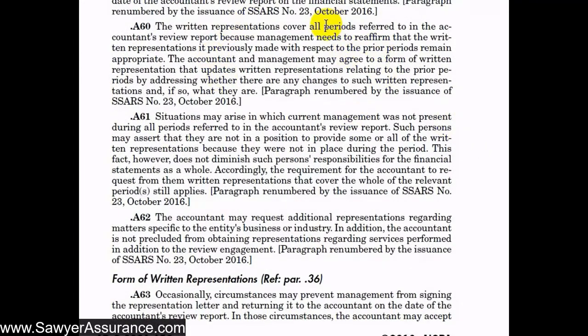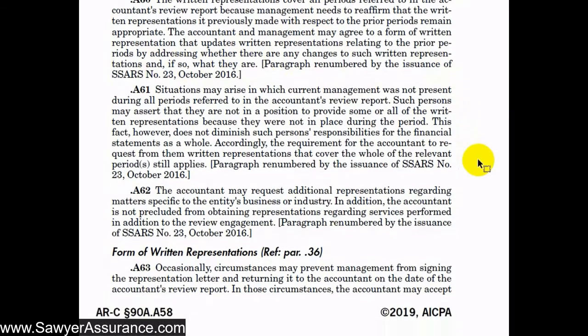Also, we see here that the written representations need to cover all periods referred to in the accountant's review report, because management needs to reaffirm that the written representations it previously made with respect to prior periods still remain appropriate. So there might be circumstances where we might just say that there have been no changes to the prior period's representations, or if there are, we would make a note of what they are in the new representation letter.